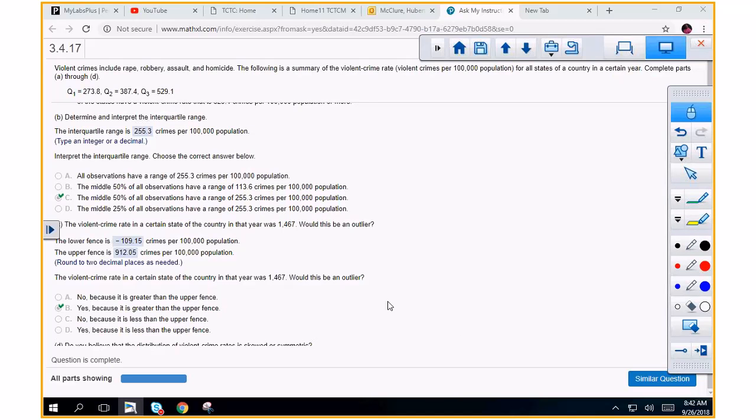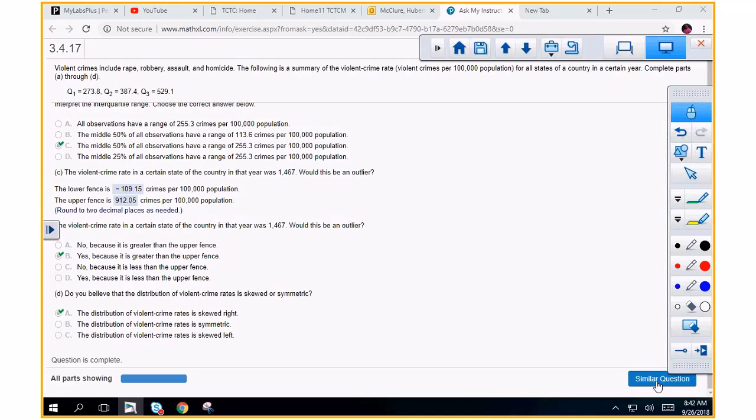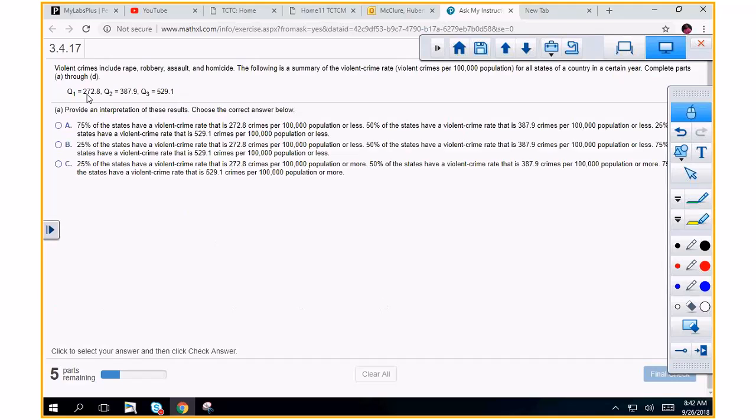Any questions on that? You want to do another one? Okay, well, go ahead and write this one down and you can do it at home. Just write it down. 272.8, 387.9, and 529.1. And all I want you to do is find the interquartile range, upper and lower limit, and then pick a number like 1400 and ask if it's an outlier. Those are the three main things that you need to do with this type of question.